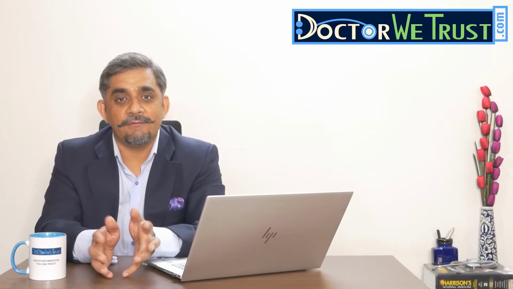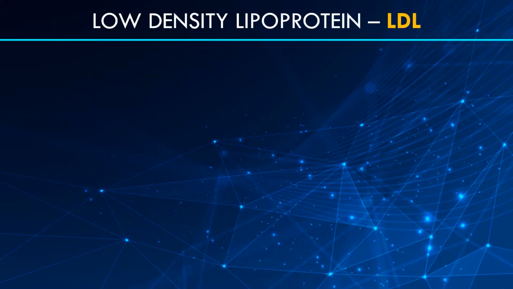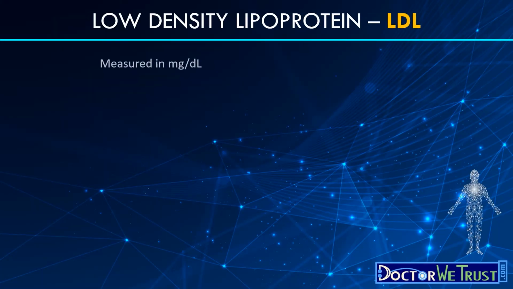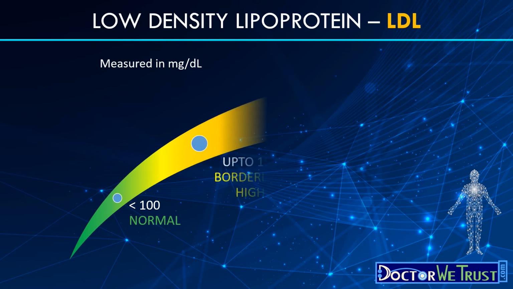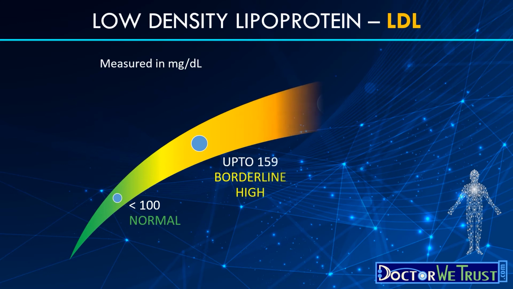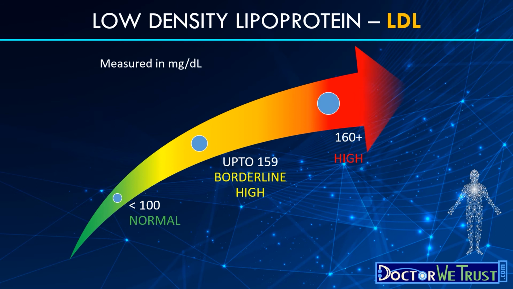Now what are the reference ranges for LDL? Less than 100 milligrams per deciliter of blood is considered an optimal level for LDL or low density lipoprotein. Between 100 and 129 milligrams per deciliter is considered above optimal. 130 to 159 is considered a borderline high value, and 160 or above is considered a high value for LDL, or the bad cholesterol.